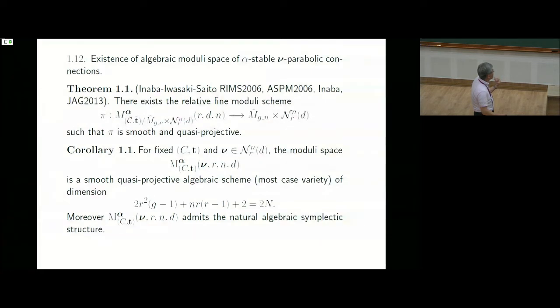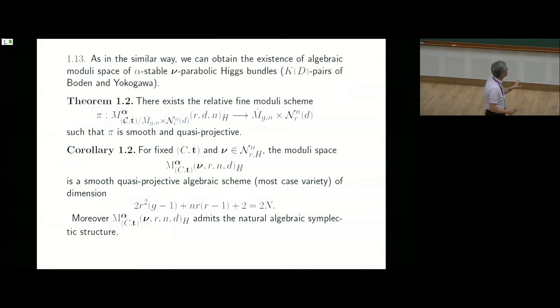And the reason why this is an even number is that these moduli spaces have a nice algebraic symplectic structure. Okay. And also there is a similar construction for α-stable new parabolic Higgs bundle, given by the former result by Boden and Yokogawa. That is also given by the KD pairs like this. And also the dimension is the same.